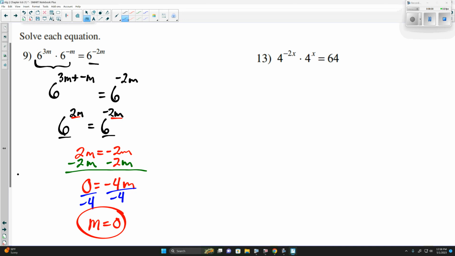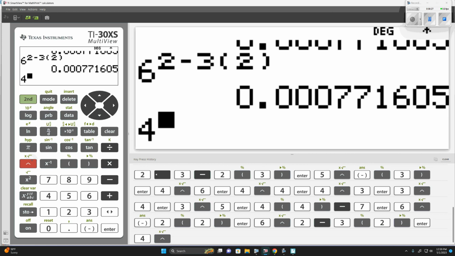So if we look at this next one here, 4 to the 2x times 4 to the x. Whenever we multiply like bases, we add the exponents. So it'll be 4 to the negative 2x plus x is equal to, well, we could put 64, but we really need it as 4 to an exponent, yes? 4 to what power is 64?